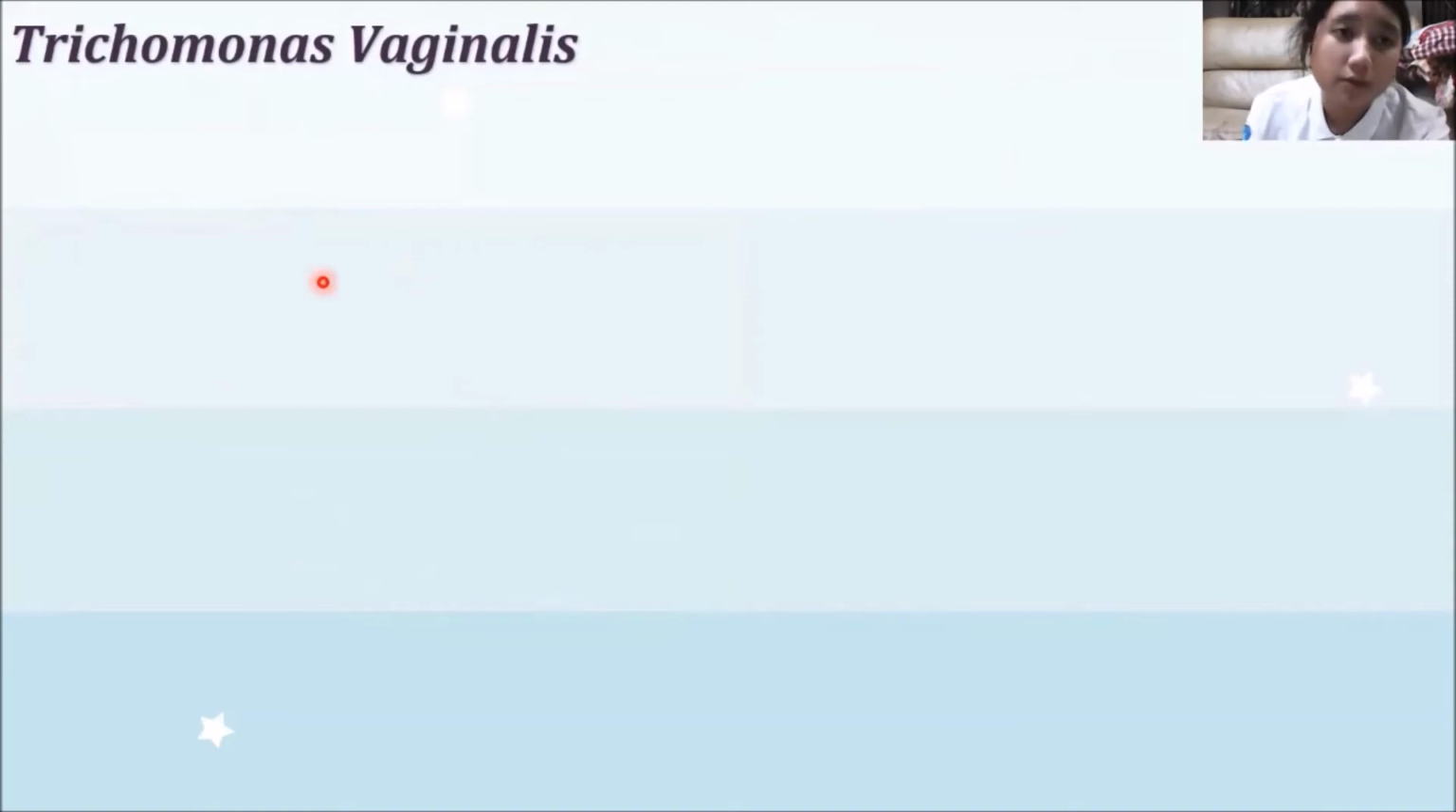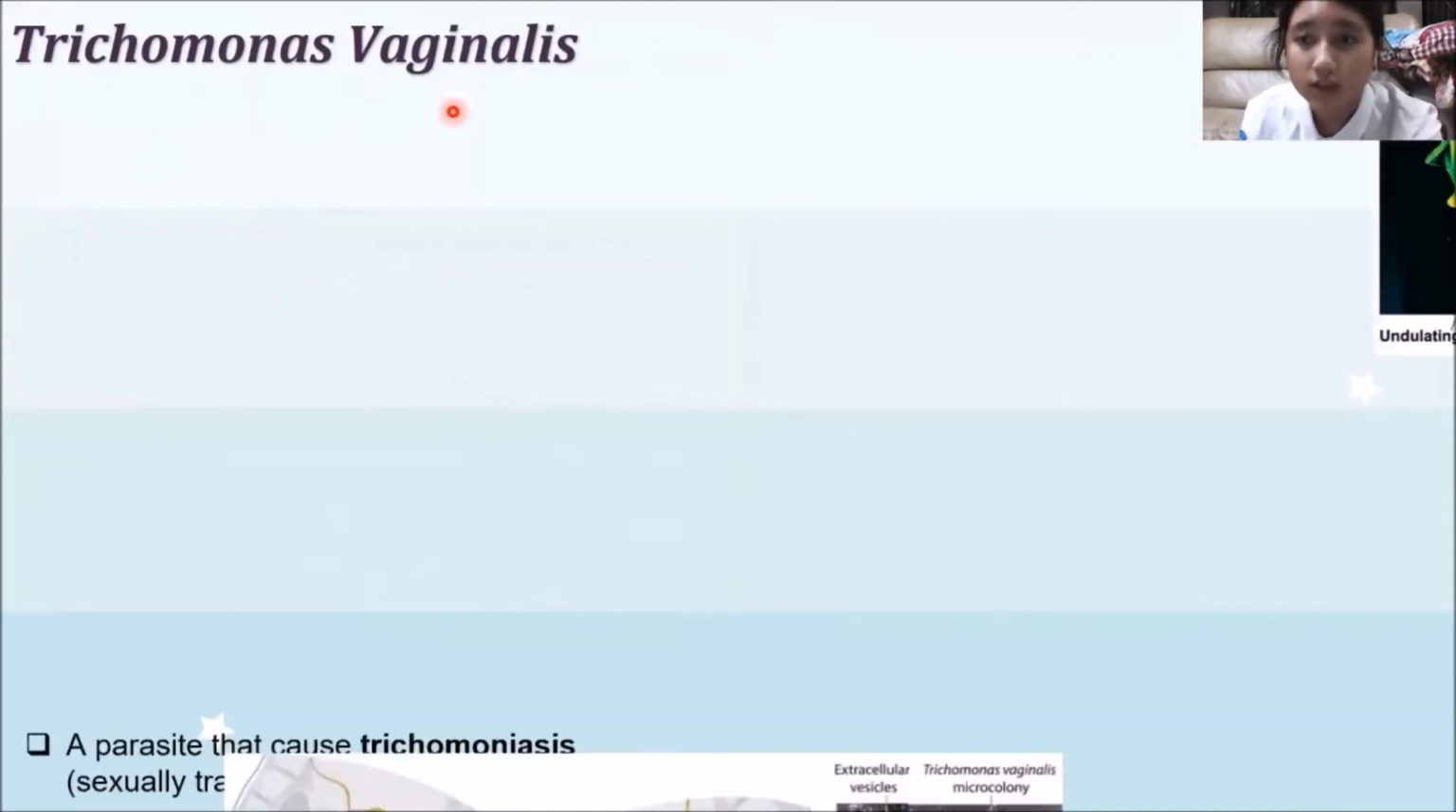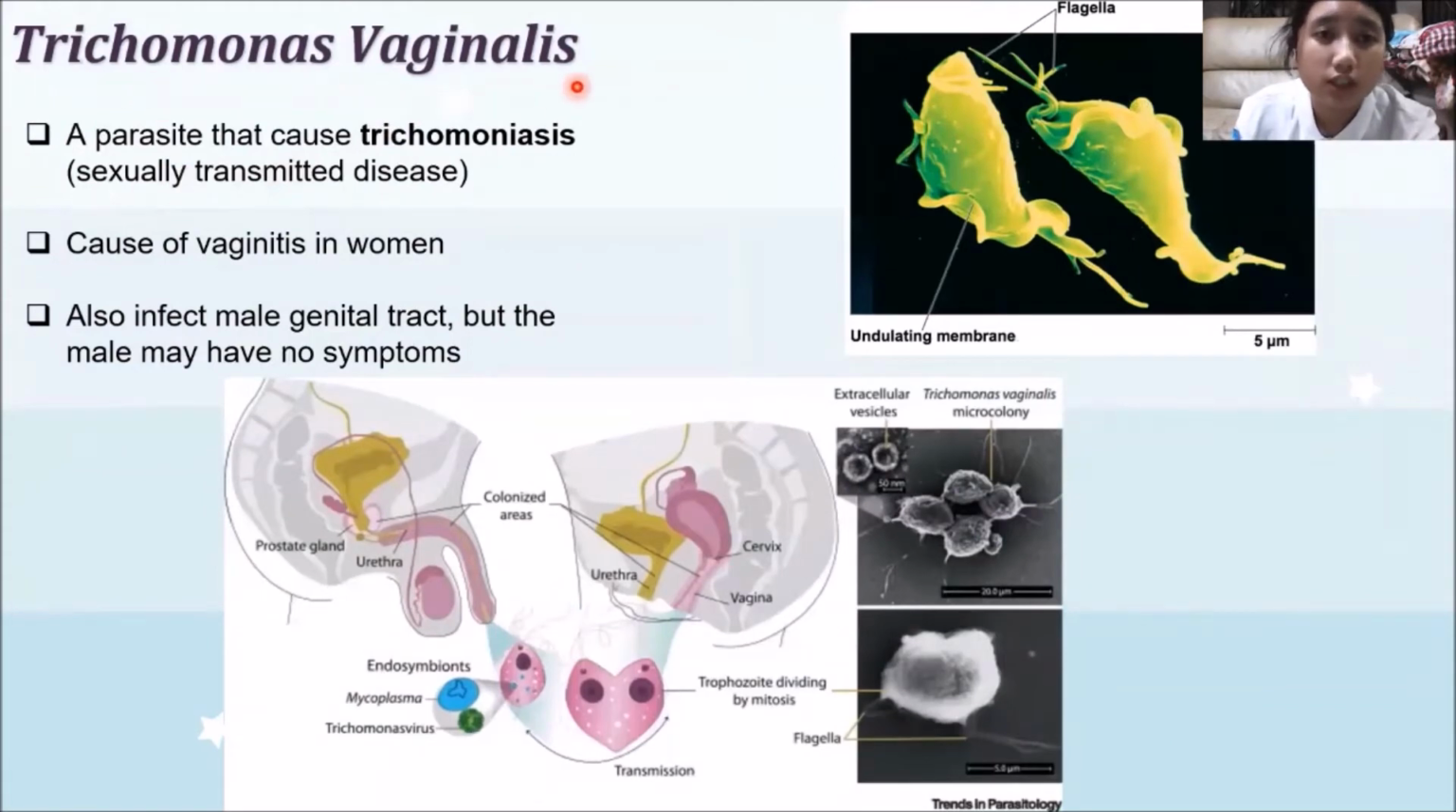The example for Parabasalids is Trichomonas vaginalis. Trichomonas vaginalis is a parasite that causes trichomoniasis. Trichomoniasis is a sexually transmitted disease. This disease can be transferred when there is sexual intercourse between male and female. This disease will cause vaginitis in women. It also can infect the male genital tract, but the male may have no symptoms. So this is the Trichomonas vaginalis, and this is the undulating membrane.